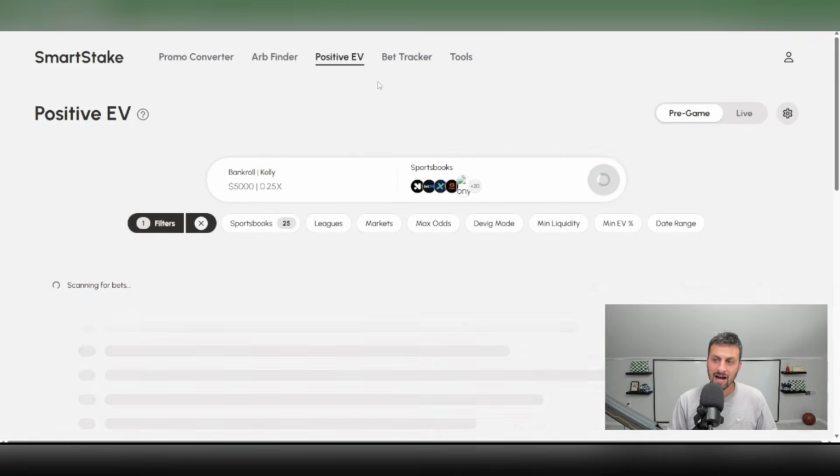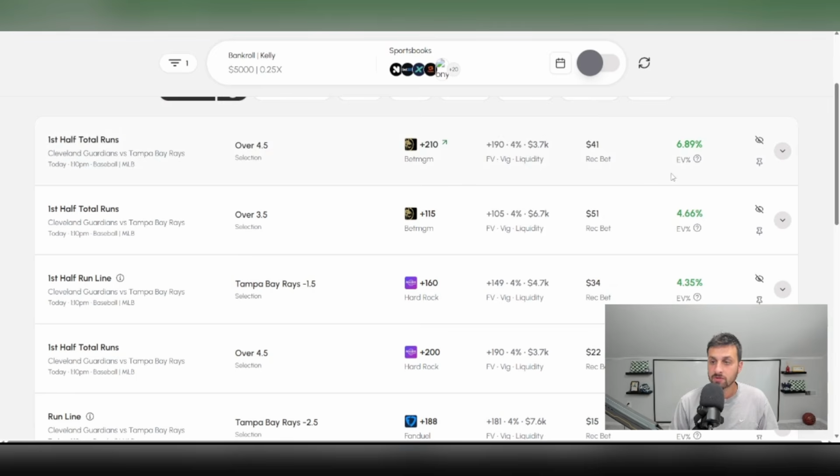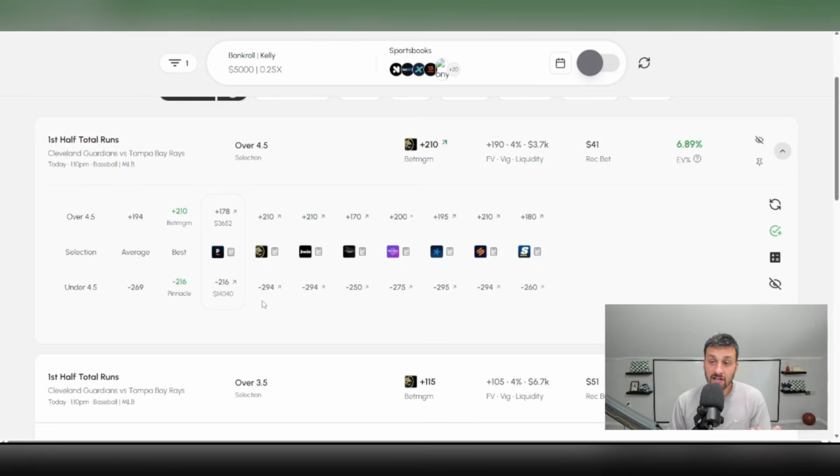Heading on over to the positive EV section, you're going to see more of them when we go over here to live, just because we are only looking for one book to be off. In this case, BetMGM, we have first half total runs in Guardians and Rays. You can see Pinnacle is at 178. You can see that Fanatics is at 170. And you see that our book here in question, BetMGM, is at plus 210. If you have a $5,000 bankroll, it's recommending a $41 bet.